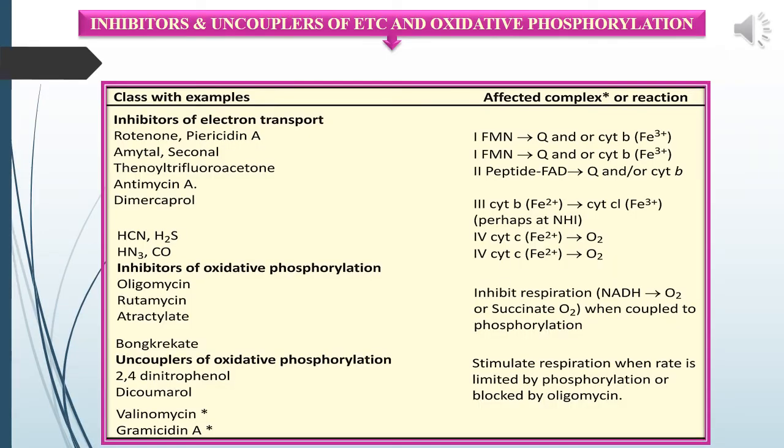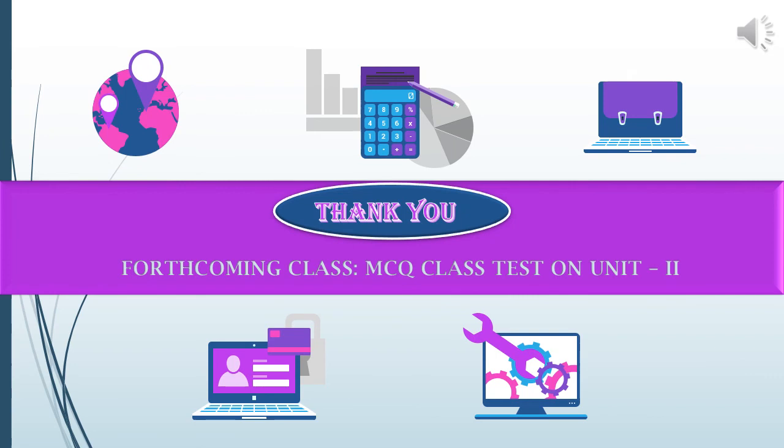Here the summary of inhibitors and uncouplers of ETC and oxidative phosphorylation is given. Just go through it and compare with the previous slides' discussion. With this we are coming to the end of the discussion on biological oxidation and to the end of unit 2. Hope you all have understood biological oxidation through the electron transport chain and oxidative phosphorylation, other phosphorylation processes, and the inhibitors and uncouplers of ETC and oxidative phosphorylation.